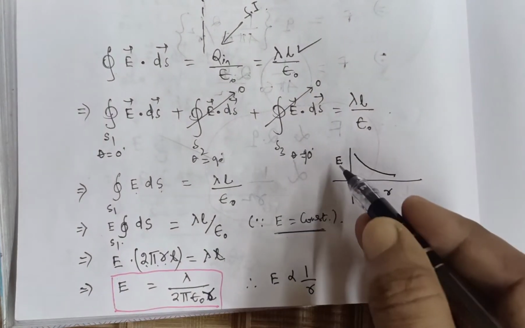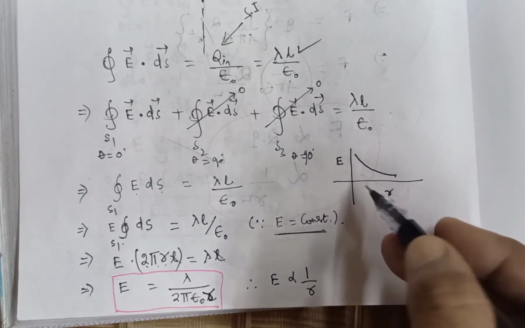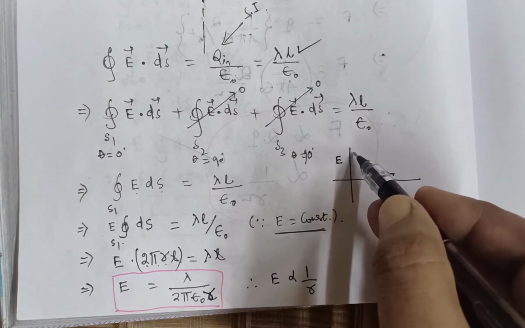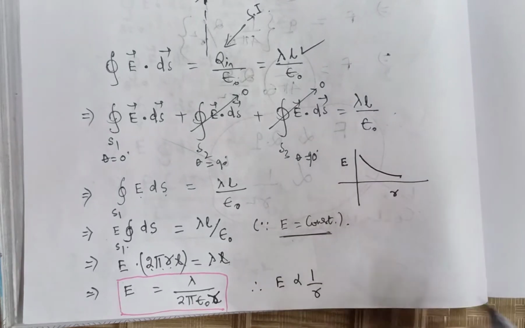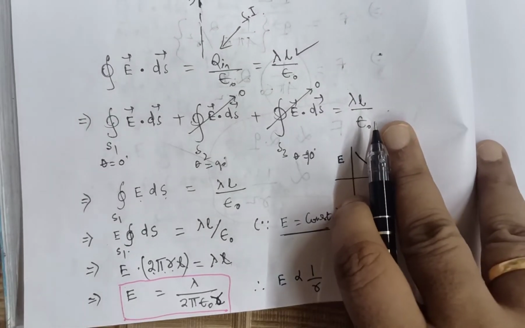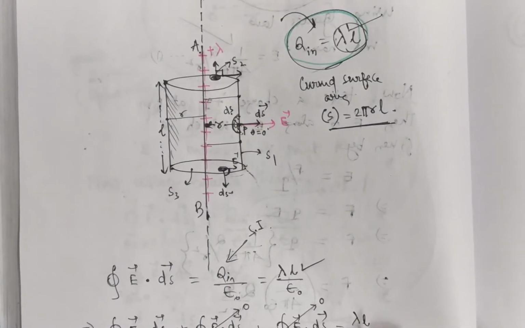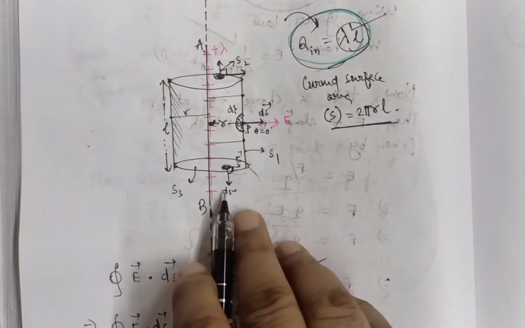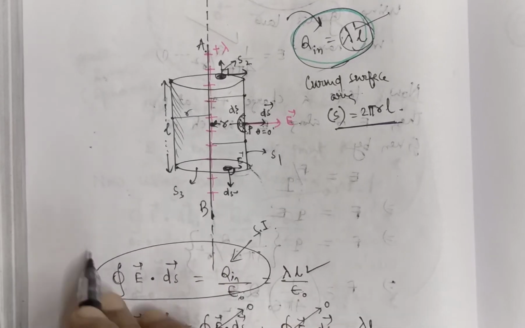If you plot the graph of E versus r, if you increase the distance r, then the value of E decreases and the nature of the graph is hyperbolic. This is the answer for the electric field intensity of a linear charge distribution of an infinite straight line. And we only have to start from the Gauss theorem.